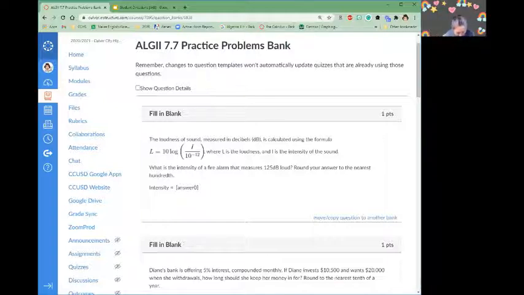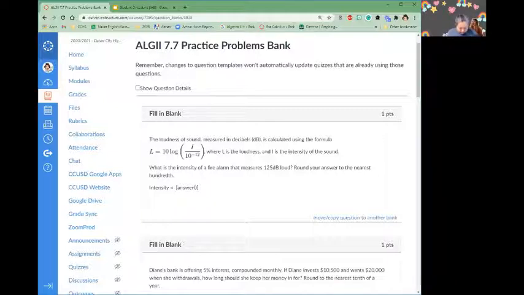Okay, so L equals 10 log base 10. We don't see a particular base, so it's the common log, and inside the parentheses, I means the intensity of the sound, and the denominator is 10 to the power of, be careful, negative 12, right? So L indicates the decibel and I indicates the intensity of the sound.